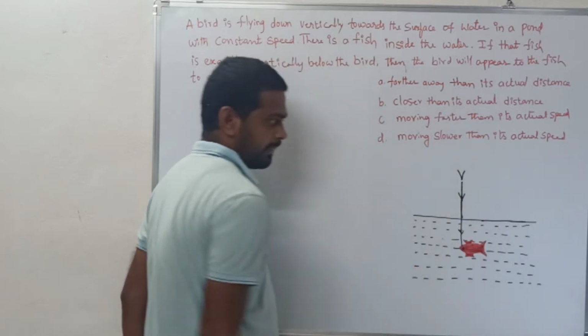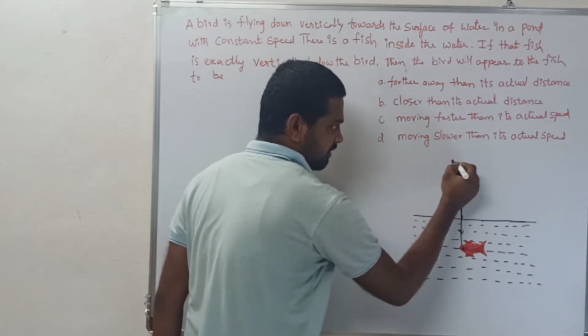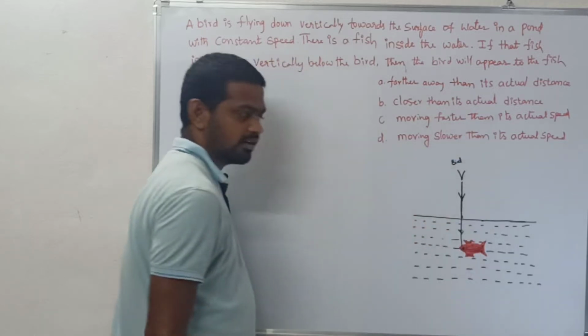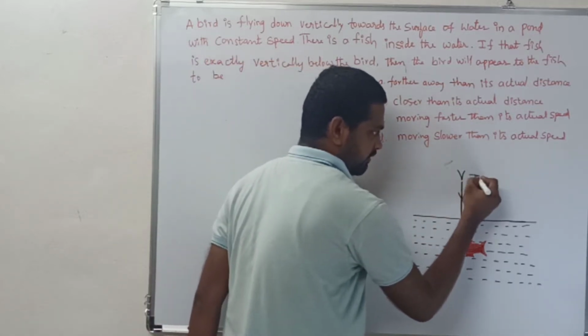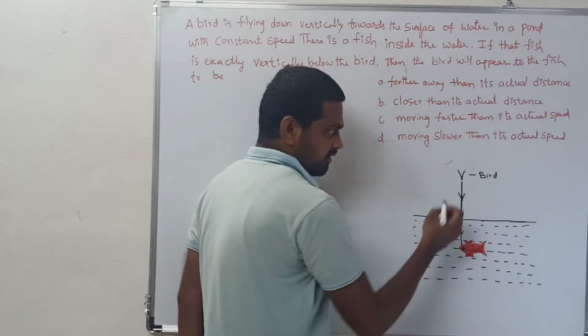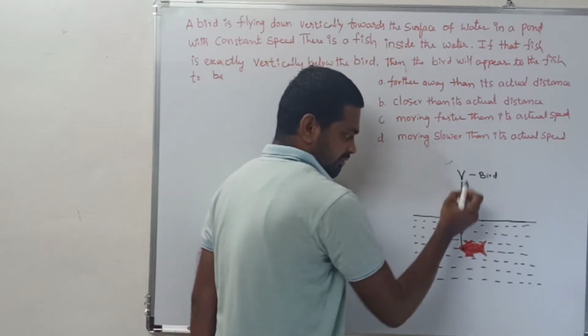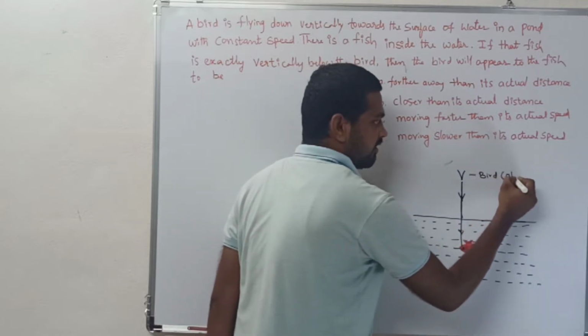Is it clear? The fish is observing the bird. This is the bird. The bird is moving vertically downward with constant speed. So the bird is being observed by the fish. So the bird is acting like the object.